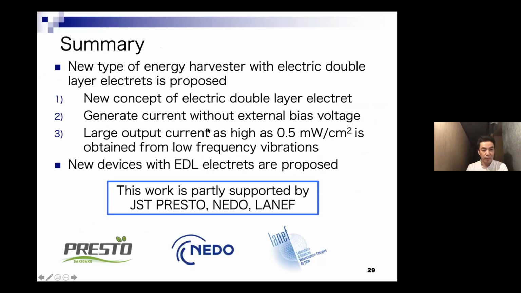So I would like to summarize my talk. A new type of energy harvester with an electric W electrode is proposed. The new concept of the electric W electrode generates current with an external bias voltage, with a large current output. Large output power as high as 0.5 milliwatt is obtained from low frequency vibrations. And also new devices with the electric W electrode are proposed. So thank you very much for your kind attention.